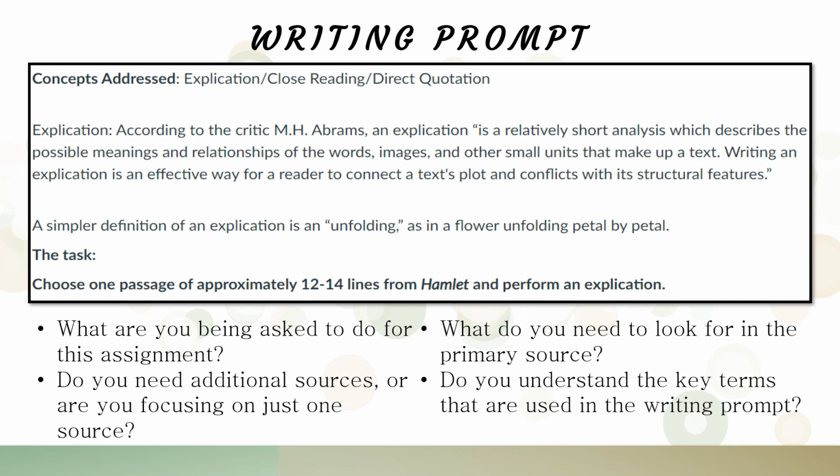According to the critic M.H. Abrams, an explication is a relatively short analysis which describes the possible meanings and relationships of the words, images, and other small units that make up the text. Writing an explication is an effective way for the reader to connect the text's plot and conflicts with its structural features. A simpler definition of an explication is simply unfolding, as in a flower unfolding petal by petal.